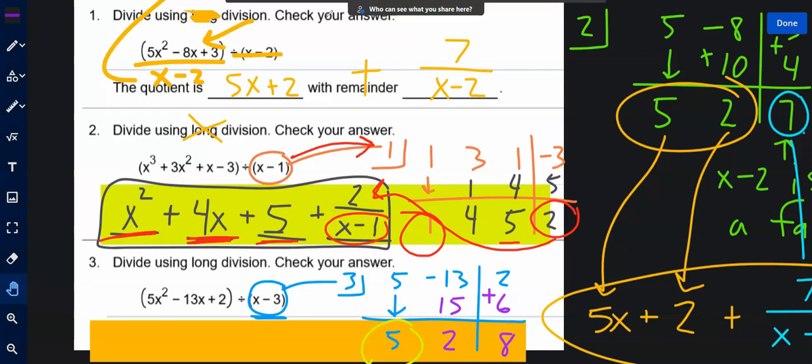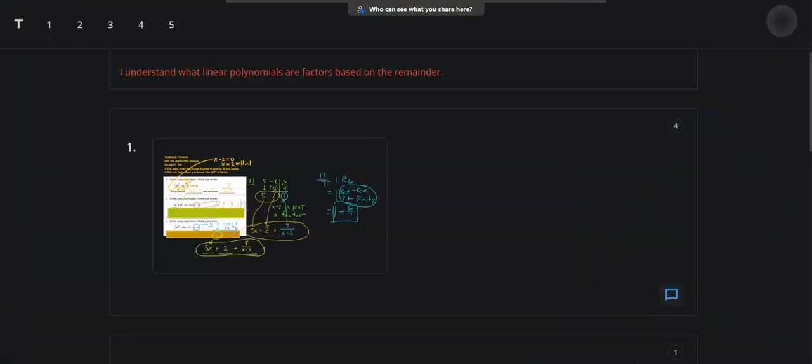I always go from right to left because you guys make fewer mistakes when you go right to left. Okay, let's see what's on the next slide.